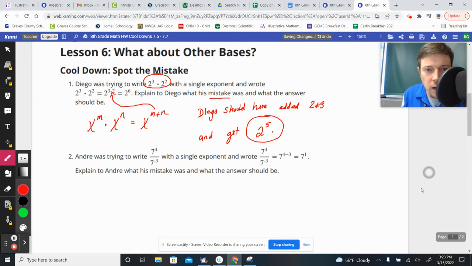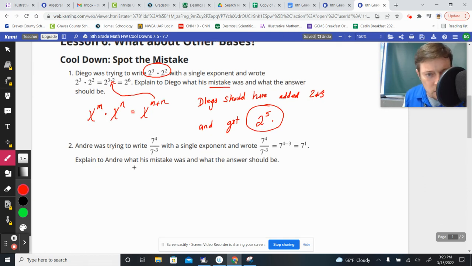All right, let's look at what Andre does. Andre is trying to do these rules, but he makes a mistake too. He's got 7 to the 4th in the numerator. He's got 7 to the negative 3 on the bottom, and he's trying to rewrite this as just 7 to the 1st because he's subtracting 4 minus 3. And that makes sense. I mean, the rule states that if you have x to the m power and you divide by x to the n power, you can just take those two powers and subtract them. That's what the rule says, right?